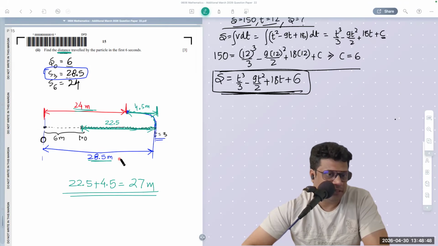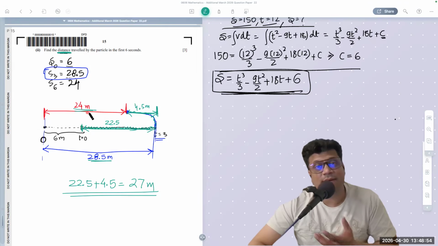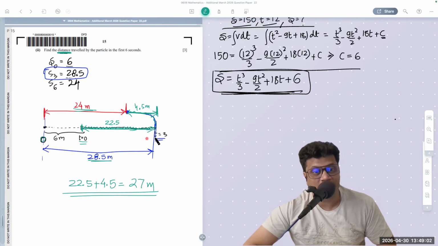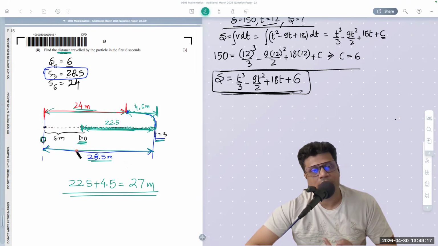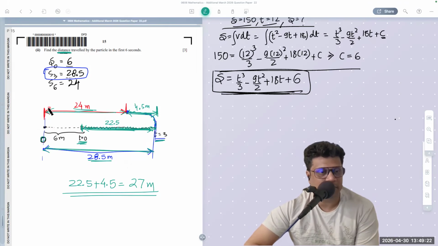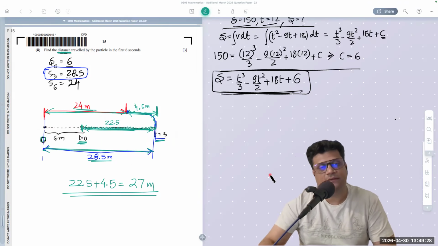So this diagram is important, okay? Knowing that you were already 6 meters away from the point O when time was 0, if that displacement is at 28.5 when time is 3, this is the distance on the diagram you're talking about. So you've moved only 22.5 meters actually between 0 and 3. And if the displacement now is 24, you've only moved 4.5 meters. This minus that, 4.5. Okay, so that was the question.